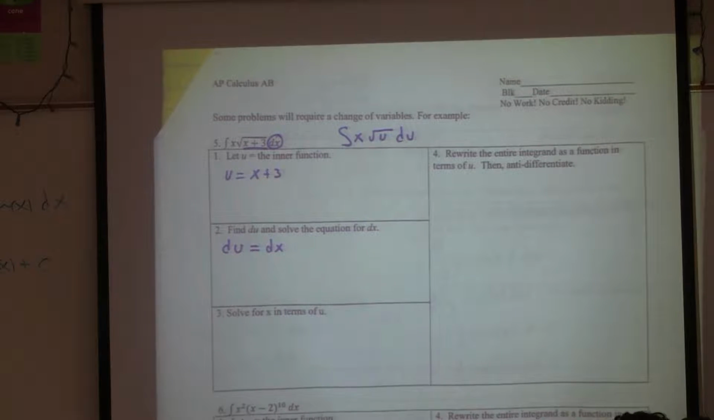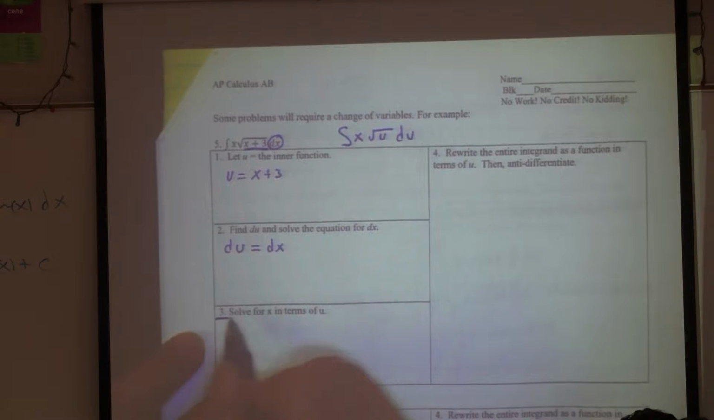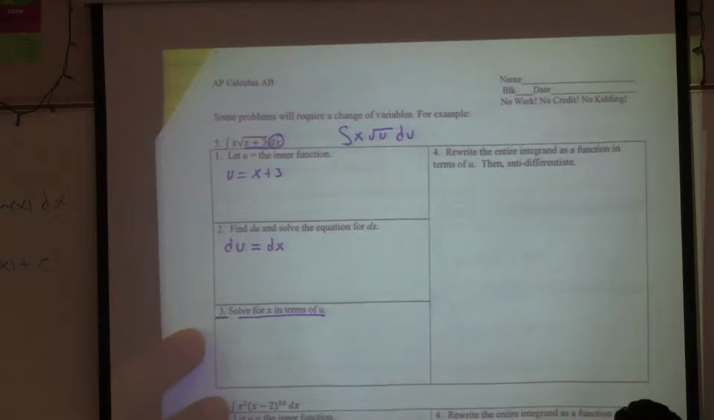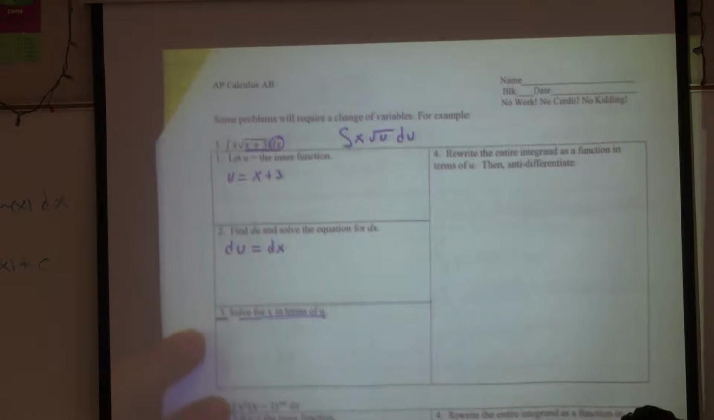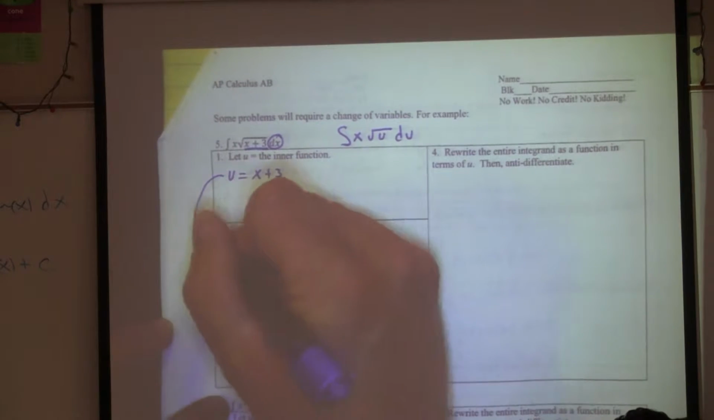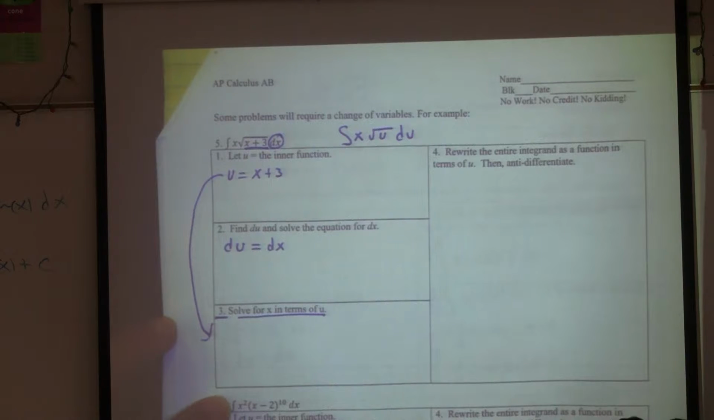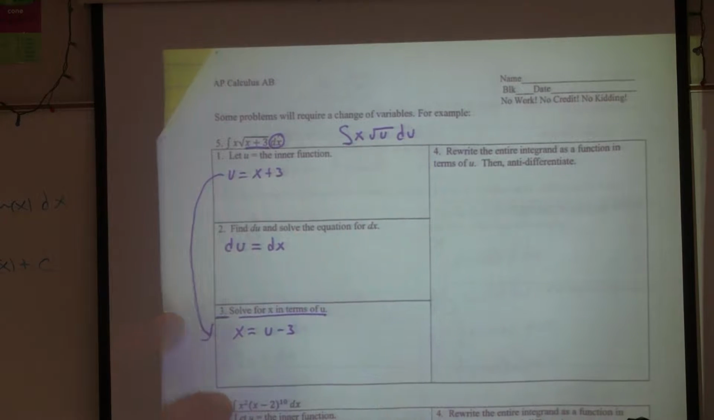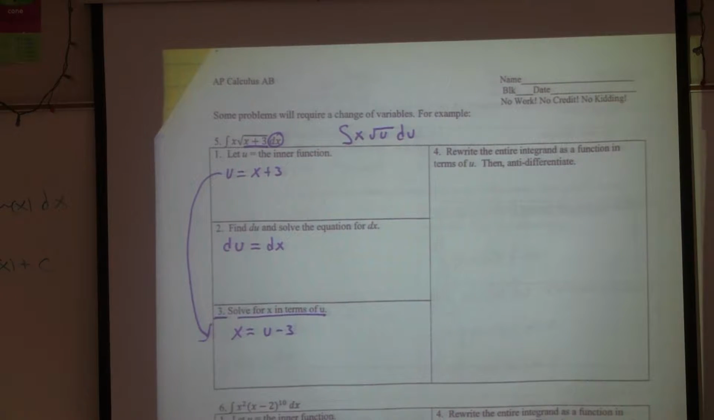I need to do step 3, which says solve for x in terms of u. So do I have an equation that I could use to solve for x? u equals x plus 3, this guy right here, right? What is x going to be? u minus 3. How can I replace it?